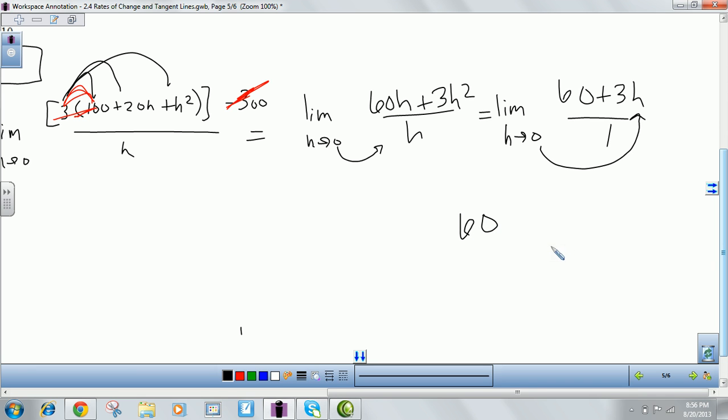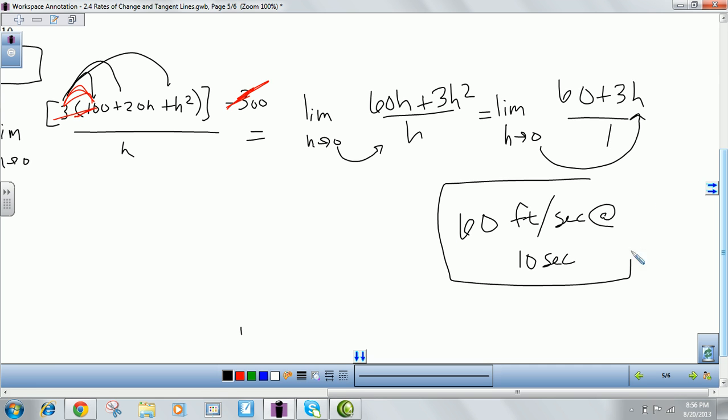So this thing is moving at 60 feet per second at 10 seconds. That's the speed of this rocket at exactly 10 seconds.